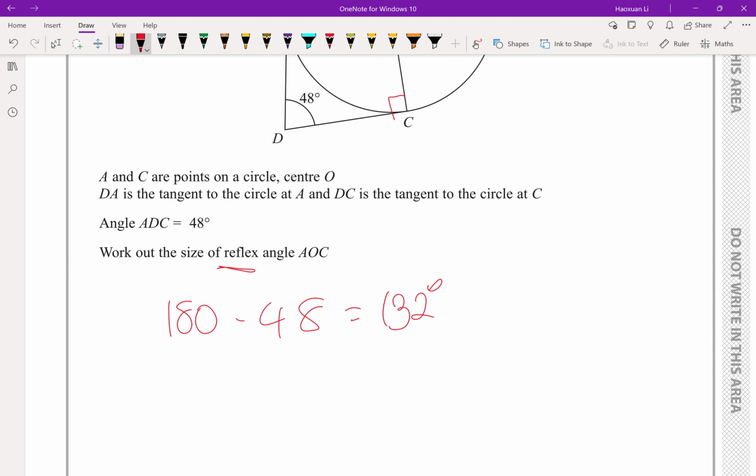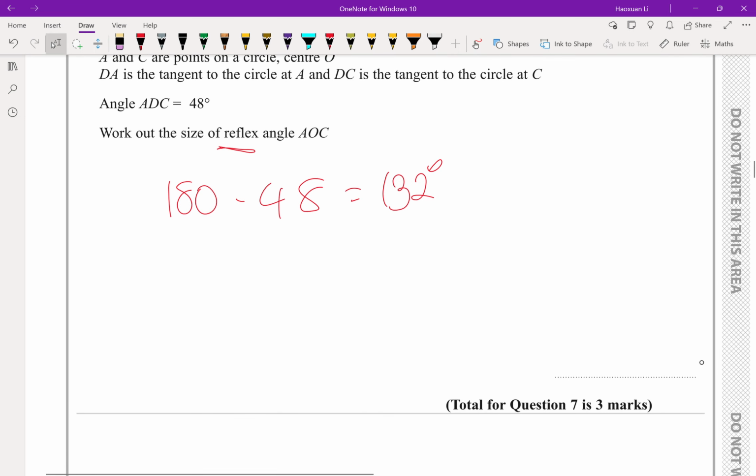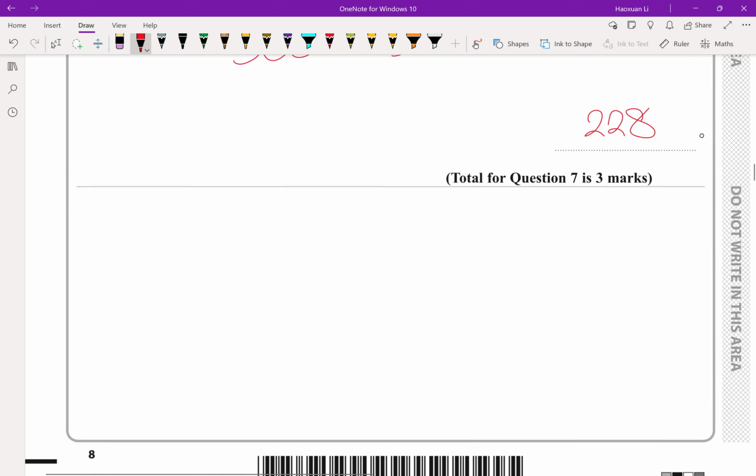Now remember that it's asking you about a reflex angle, so here is the last bit of the work that will get you the last one or maybe 2 more marks. So 360 minus 132 is 228, and reflex angles are more than 180 degrees but less than 360, so the answer is 228.